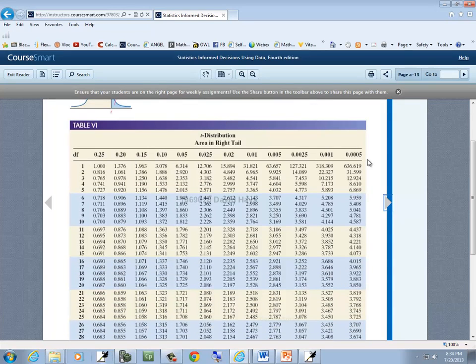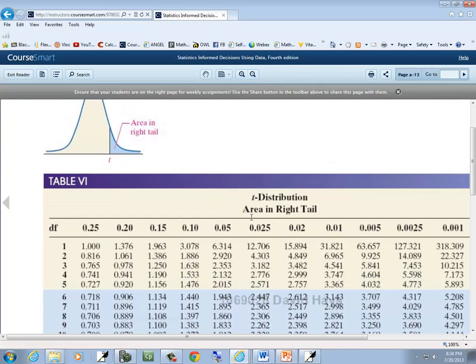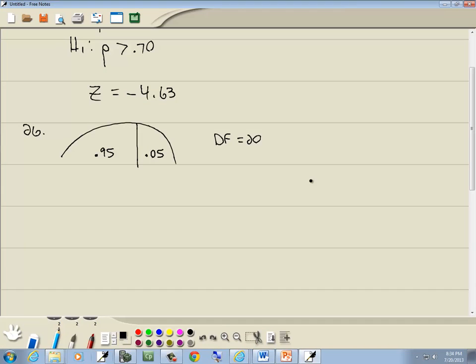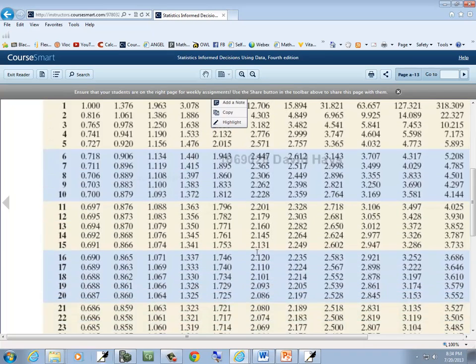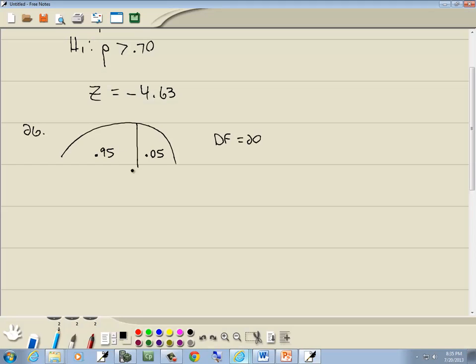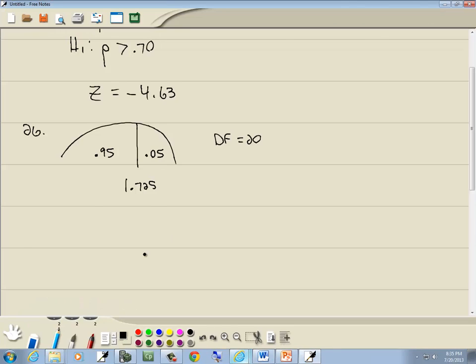Here's the t-distribution table. I know it's kind of small, so you can use your imagination. Now this says area in right tail. It should just say area in one tail, because sometimes we don't have a right tail. We're looking at a left tail. But the area in one tail is 0.05, so I'm looking in the column that's 0.05. So I'm looking at this column right here. And we're going to go down to degrees of freedom of 20, which is right down here, which is 1.725. Determine the critical value, yeah. So 1.725 is our answer.